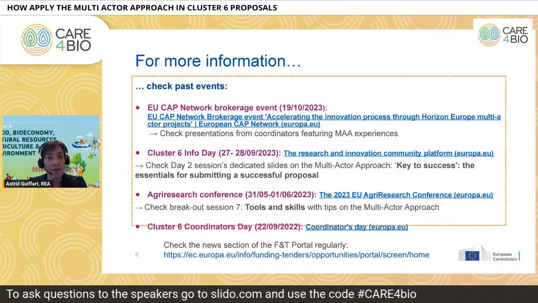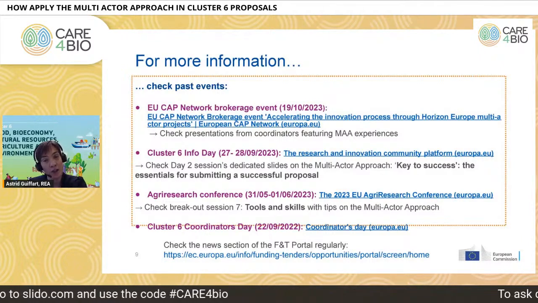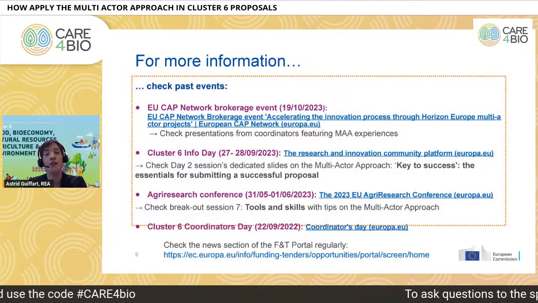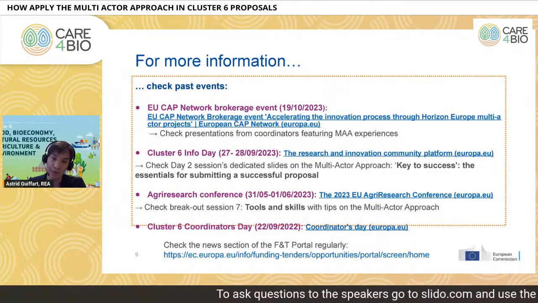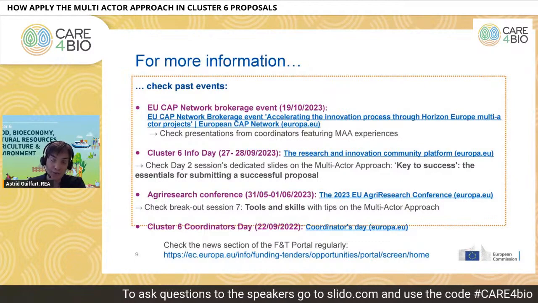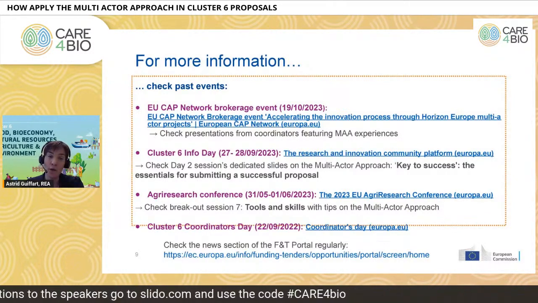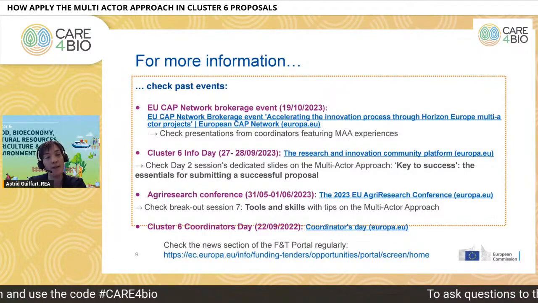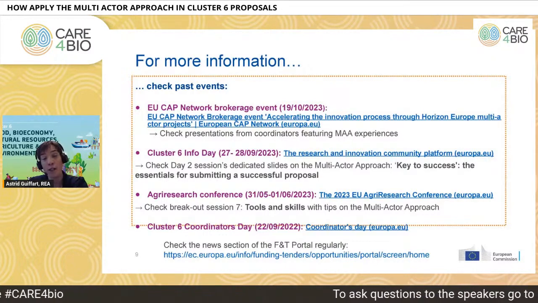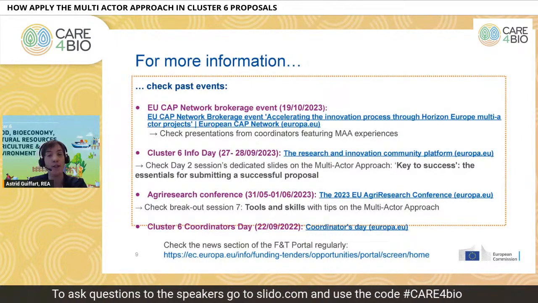Of course, we organized an info day on the work program 2024, and we had a session on the key to success. So there you can see the presentation and the video of this event. Also, the multi-actor approach has been considered in the Agri Research Conference in May this year. There was a breakout session on tools and skills. There you can also have a look at the presentation and the discussion.